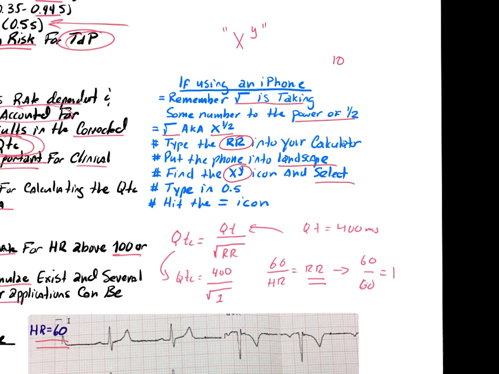Select x to the y. Type in 0.5. Okay, so what you're basically telling the calculator to do is to raise 10, the R to R that you put in, to the half, or the 0.5. Then hit equals, and what number do you get? Say it again? 3.16 dot, dot, dot, whatever. That is the square root of 10, okay?